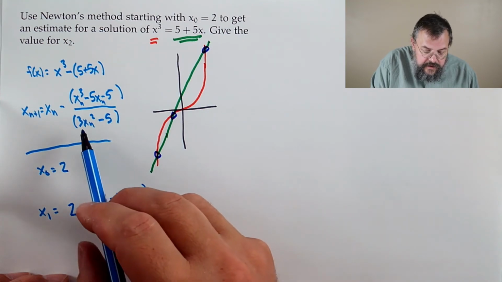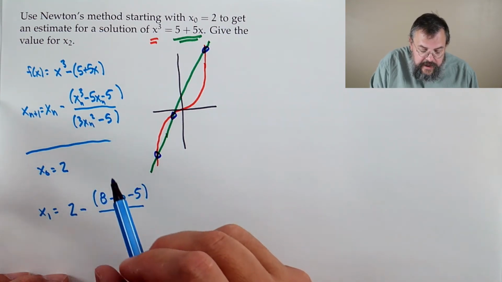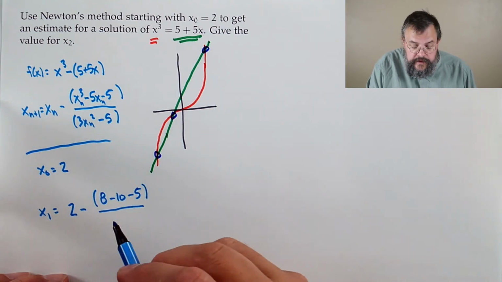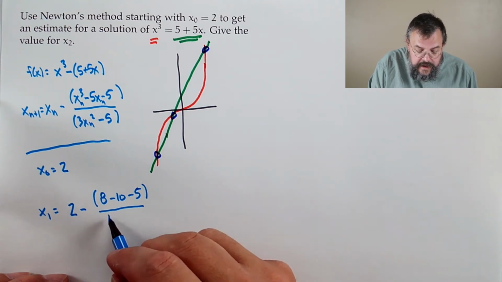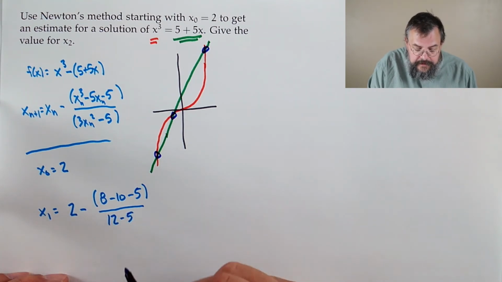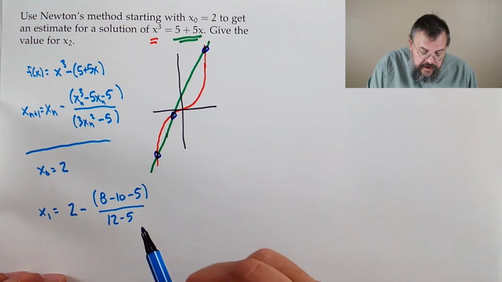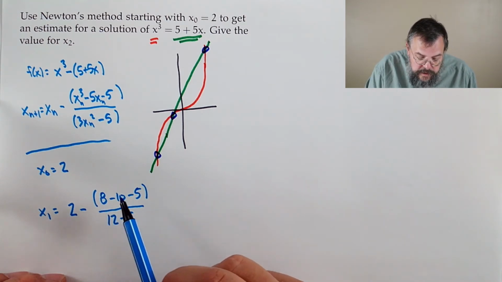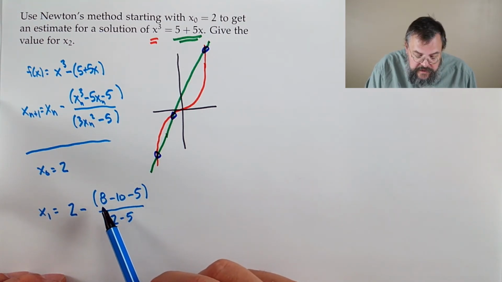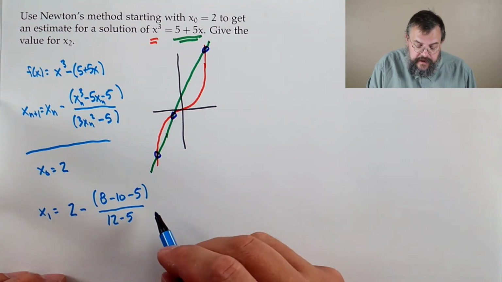Downstairs, 3 times 2 squared. That's 3 times 4, which is 12. And then minus 5. Okay, 8 minus 10 minus 5. Well, that's really 8 minus 15, which is negative 7.